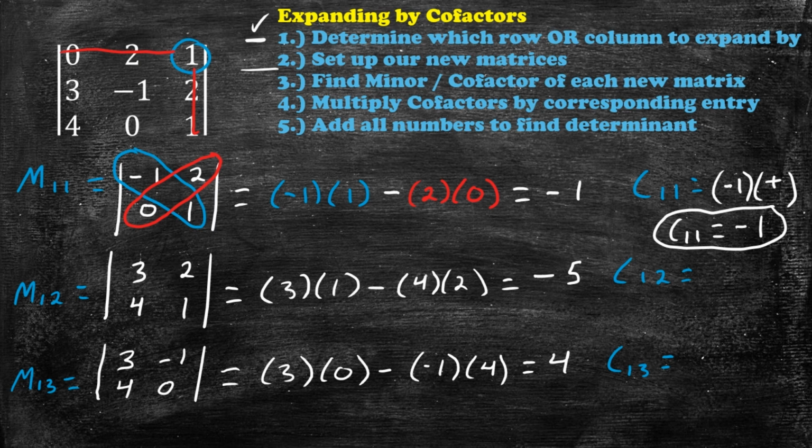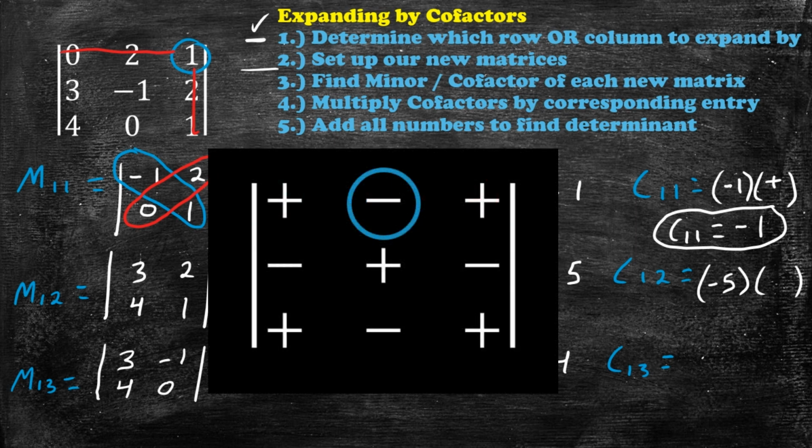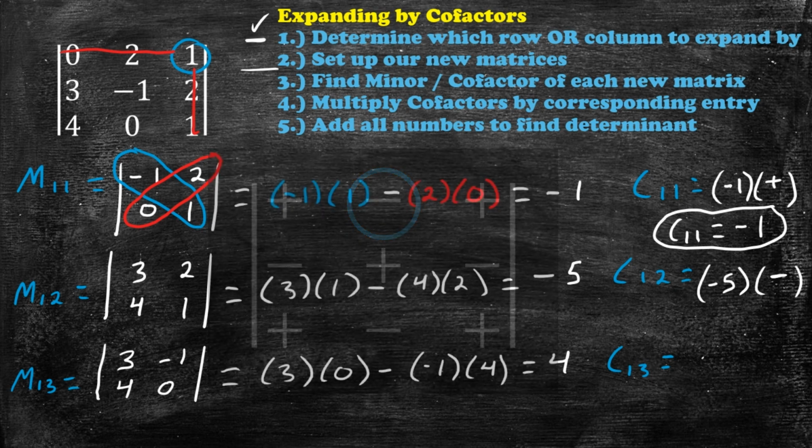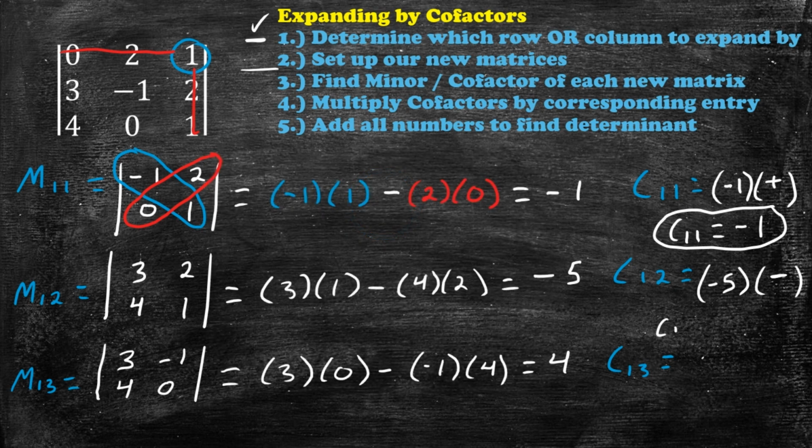All right, now let's look at the second cofactor. So row 1, column 2. So our cofactor is -5, which is our minor, times, I'm going to pull up the cofactor matrix again. We're looking at row 1, column 2, which is a negative. So I'm going to go ahead and put a negative sign in that parenthesis. Therefore, my cofactor is equal to -5 times a negative number, which is +5.